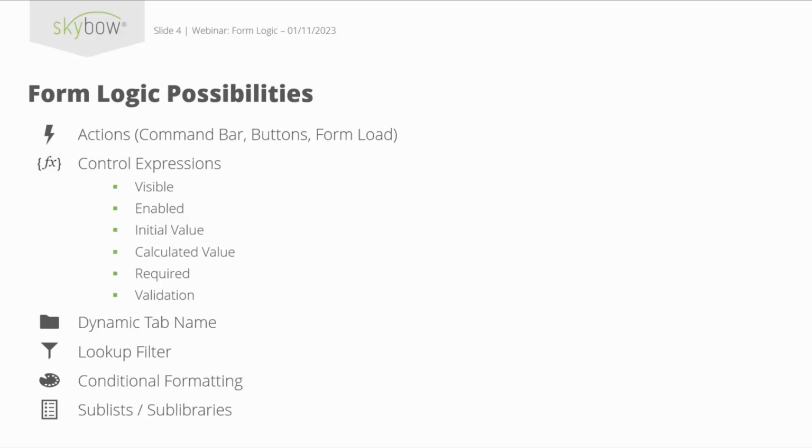Then lookup filter. If you have a SharePoint lookup to another list, then by default you would just see all the list items from the target list, but probably you want to filter them in a hard-coded way or in a dynamic way. So if you choose some category, then the lookup should be filtered based on that category, stuff like that.